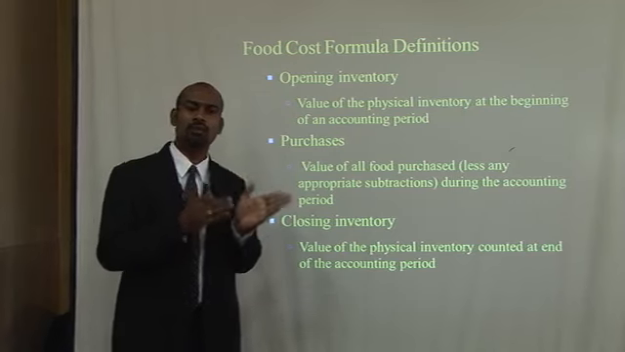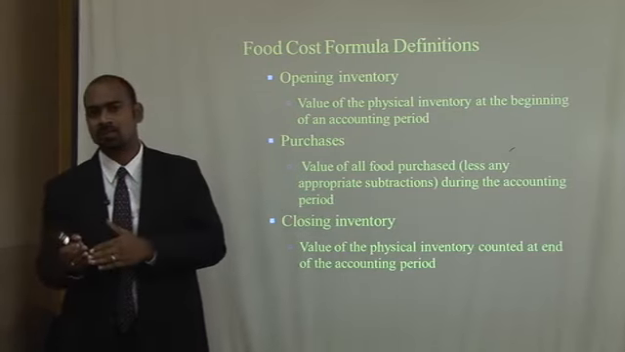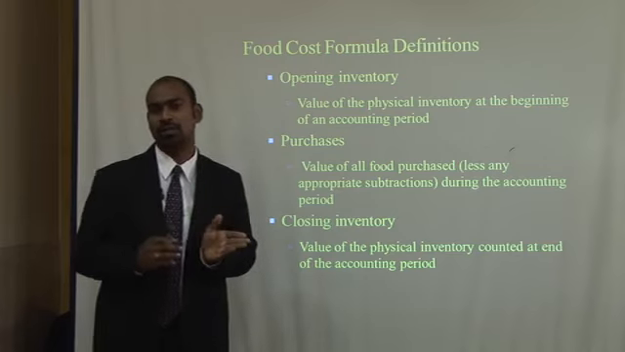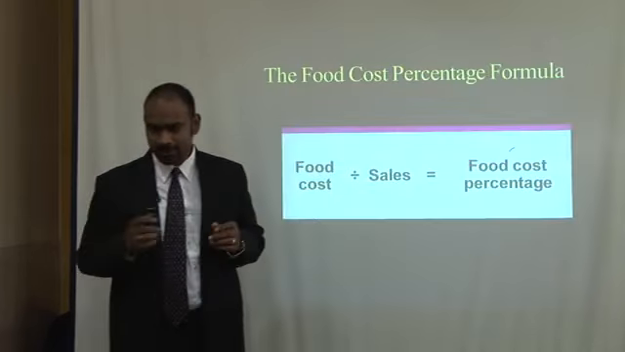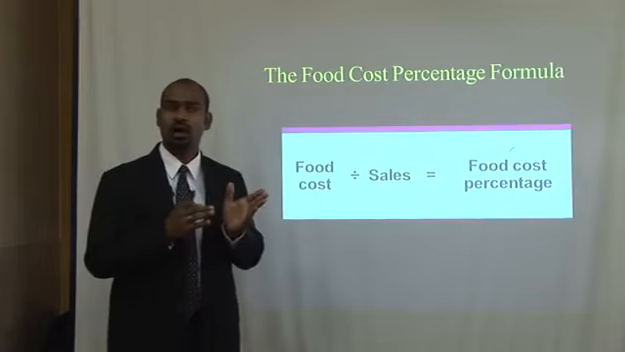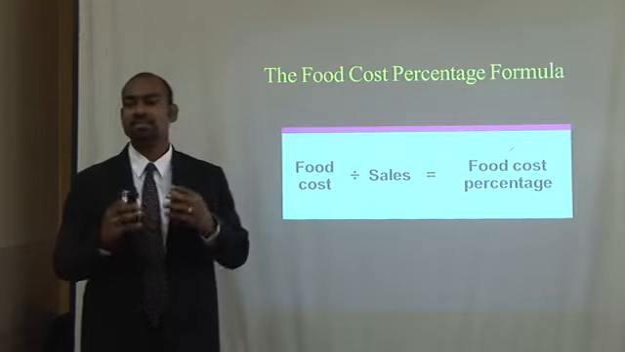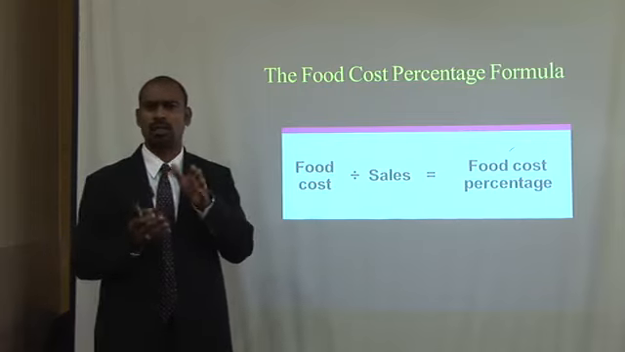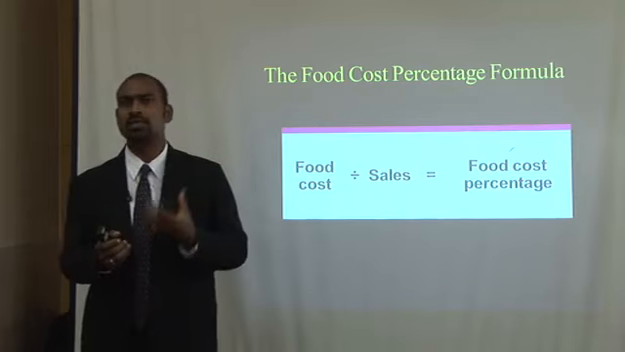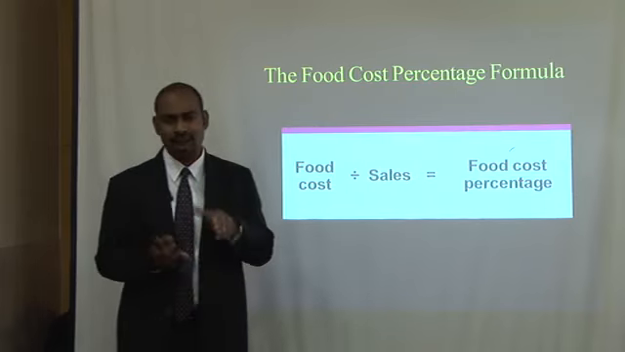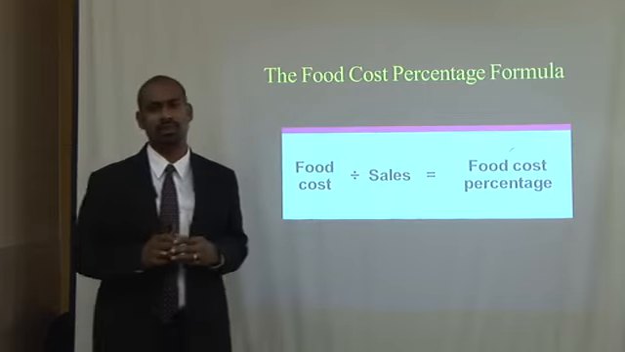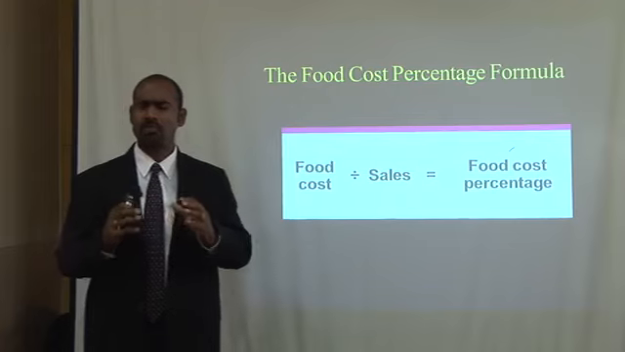Closing inventory will become opening inventory for the next month. Now we have spoken about the food cost value. Now we will come to the food cost percentage. What is food cost and what is sales? Whatever items we have used, that is known as food cost value, divided by whatever sales we have generated, that is known as food cost percentage. Very simple. Again I want to explain it.